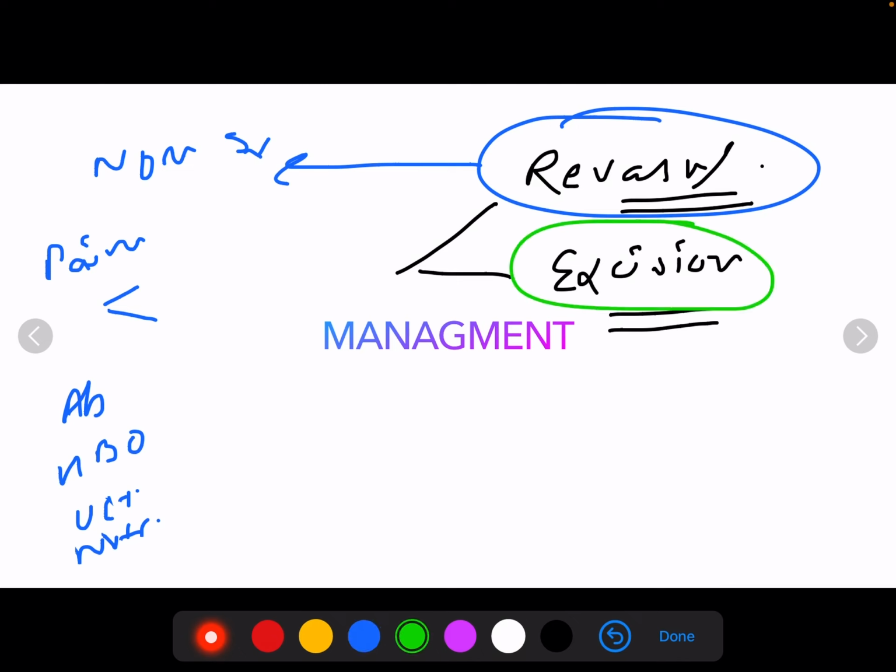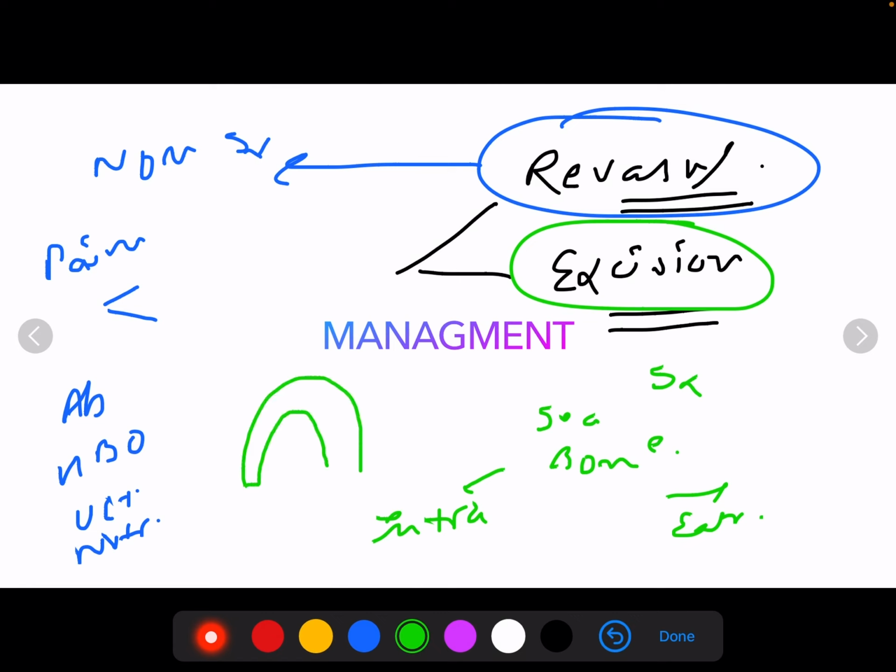Now for the excision, we have to perform the surgery, which is sequestrectomy or bone resection. There can be an intraoral approach or the extraoral approach. For the intraoral approach, suppose this is the alveolus. We give the incision at the alveolar crest, and then we reflect the flap. We make holes using the micromotor, and we wait till the fresh bleed occurs. Fresh bleed signifies the vital bone area.